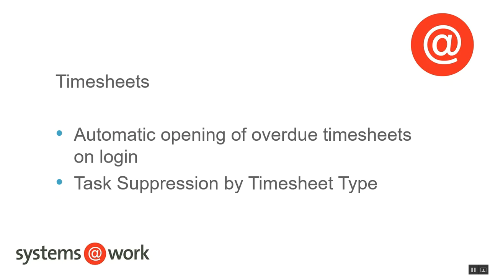This one is fun for your employees if they're using timesheets. You can now, on system parameters, specify that when anyone logs into the system, the oldest overdue timesheet will automatically and immediately open. You can't still make them fill it in. They can always cancel and move on to other things, but at least it is some kind of prompt. We can also specify on timesheet type that tasks are not to be shown at all.